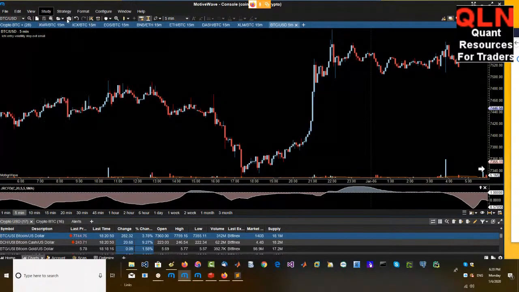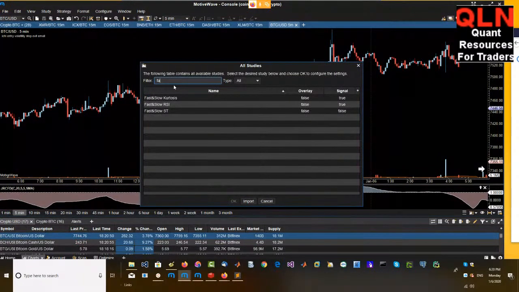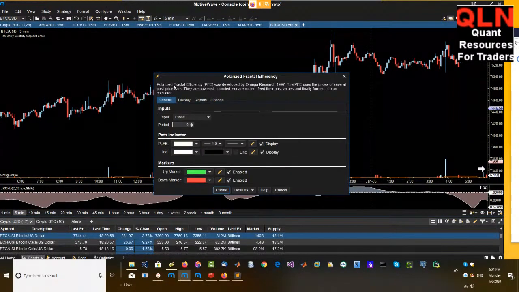Okay, so let's do the last one here, the fractal. This is for polarized fractal efficiency. Let's see what this is. So we are dealing with polarized fractal efficiency. It was developed by Omega. PFE uses the price of several past bars. They're powered, rounded, square-rooted, feed their past values, and finally formed into an oscillator.